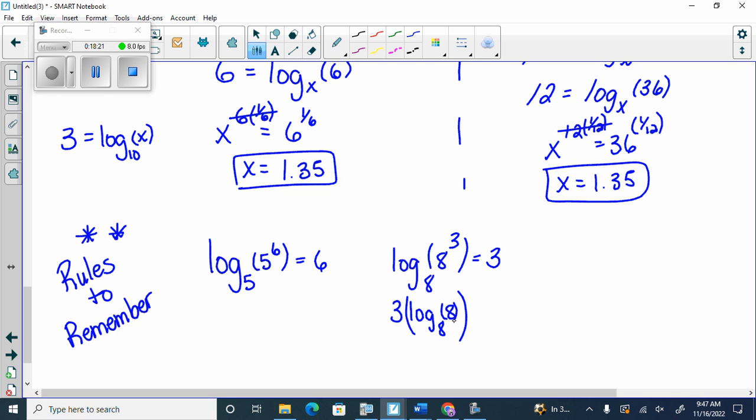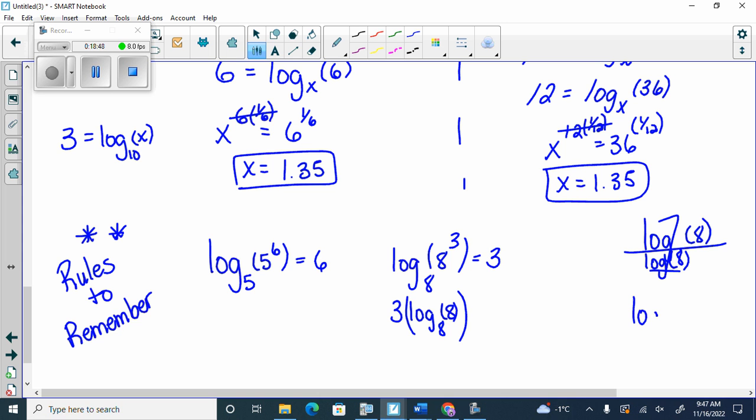What is log base 8 of 8? Why? Because every single time you're doing a log, it's saying this to what power is this? Or if you have the TI-83s, to type in log base 8 of 8, it's like this. And what's log 8 divided by log 8? 1. So that's the rule.